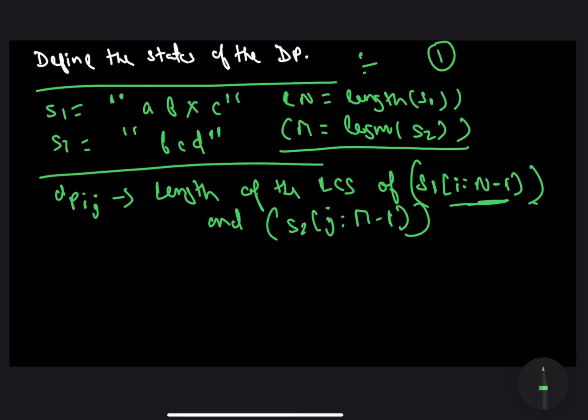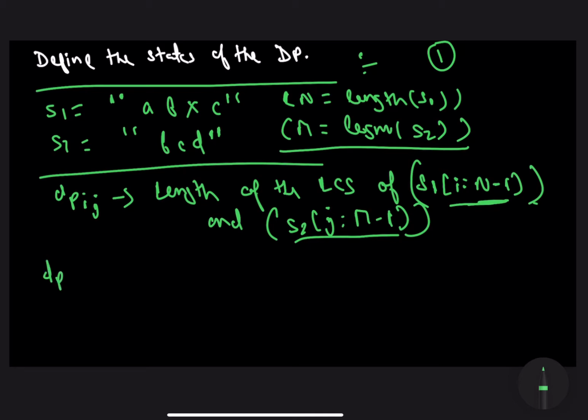So basically this S1 i to n minus 1 is nothing but a representation of the substring of the original string S1 from index i to index n minus 1. In the same way, S2 j to m minus 1 is nothing but a substring of the original string S2 from index j to index m minus 1. Now I hope that the definition is clear. So let's try to understand the definition with the help of some example.